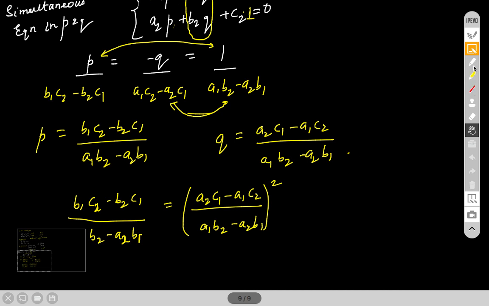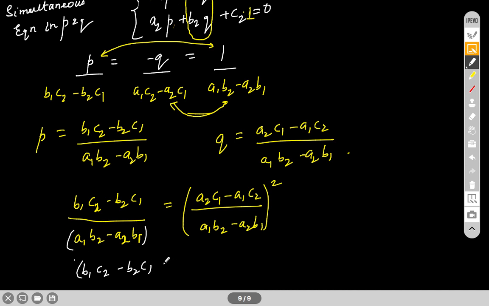If you see, this term individually will get cancelled with one of the square terms in the denominator. So it will become B1 C2 minus B2 C1 into A1 B2 minus A2 B1 is equal to A2 C1 minus A1 C2, the whole square. Now this is a condition that we need to remember for the two equations to have one root in common. But this condition itself is huge. There's a lot of chance that you'll forget it.